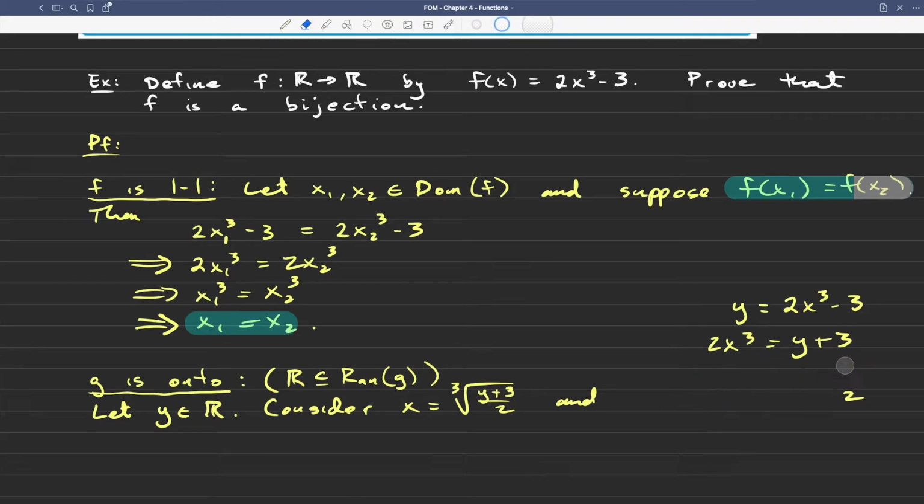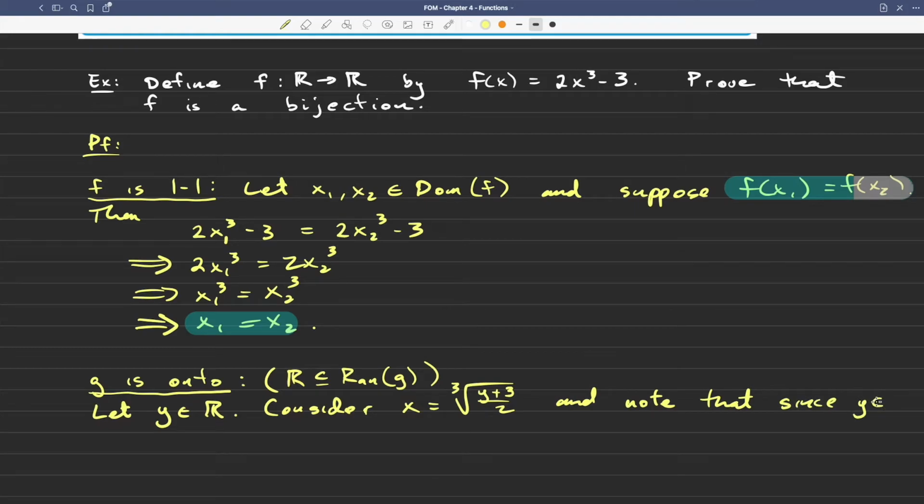Okay, I'm going to hide my scratch work now. And note, this is a part that students often forget. Note that since y is a real number, it follows that x is a real number. Because you're just taking the real number y, adding 3, that's still a real number, divide by 2, it's still a real number, and you can take the cube root of any real number and you get back a real number. And now you just want to point out that y is in the range because when you plug this x value into the function, you get back y.